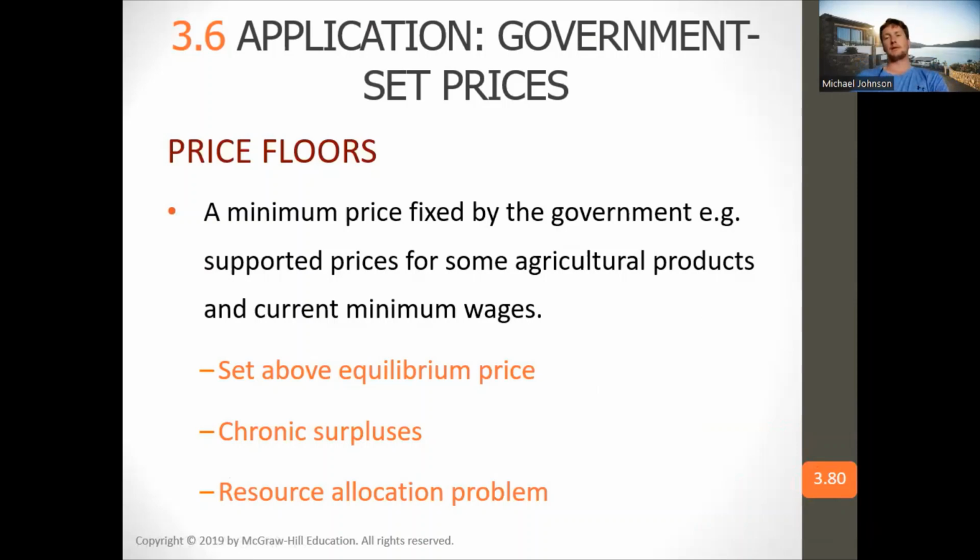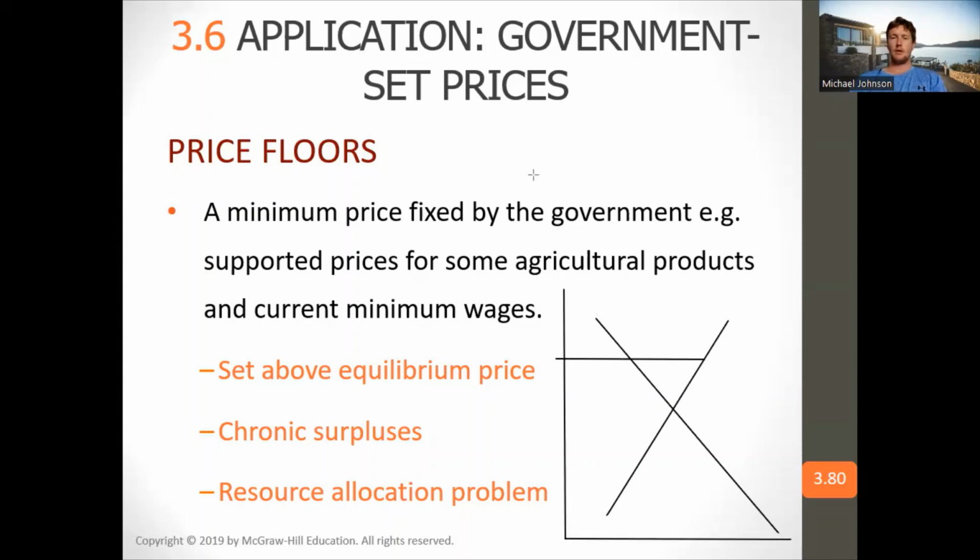Price floors are minimum prices fixed by the government to support some agricultural products, and they include minimum wages. They do this with minimum wage, and they do this with milk in Canada. So I'll show you the minimum wage one. It would look like this. The minimum wage is about $15 right now in Ontario, and the equilibrium, I'm not sure what it would be, but it's probably lower than the minimum wage of 15. We'll never know for sure, but that's just my guess.